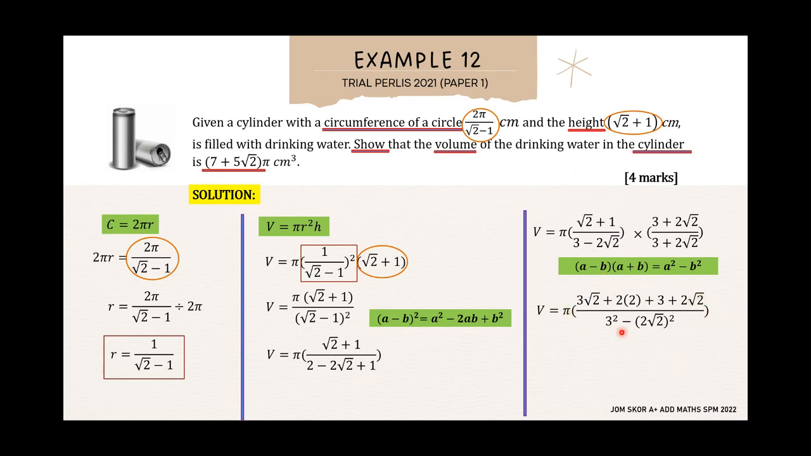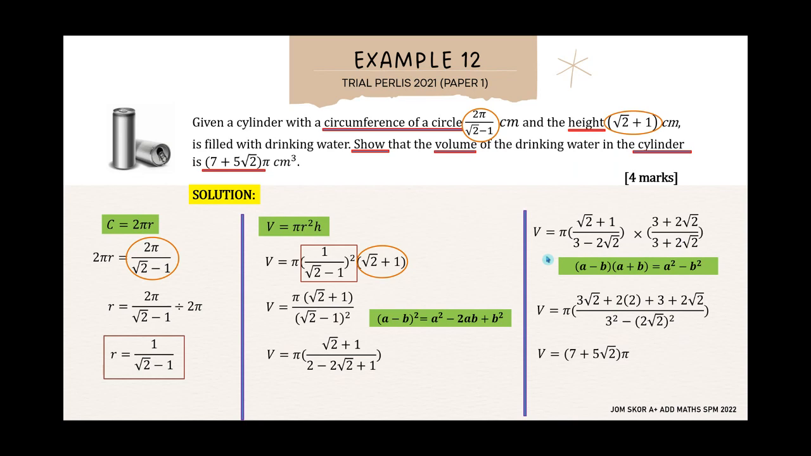Dan di bahagian denominator, we have 3 square equal to 9, minus dengan 2 set 2 square is equal to 8. So, 2 darab 2 kuasa 2, 4. 4 darab 2, 8. Okay, jadi perhatikan nombor 1. Jadi, jawapan akhir adalah B equal to 7 plus 5 set 2. Okay, sama tak dengan apa yang soalan ni perlukan? Sama kan? Okay, so next.